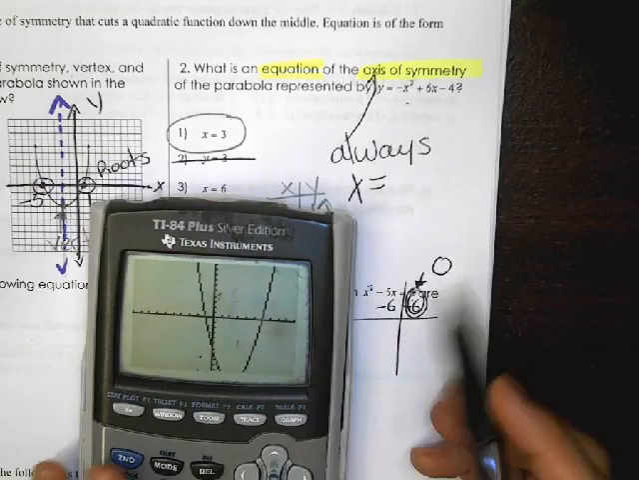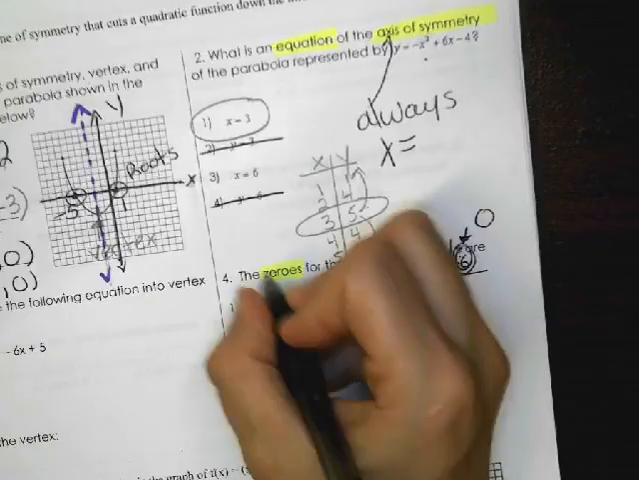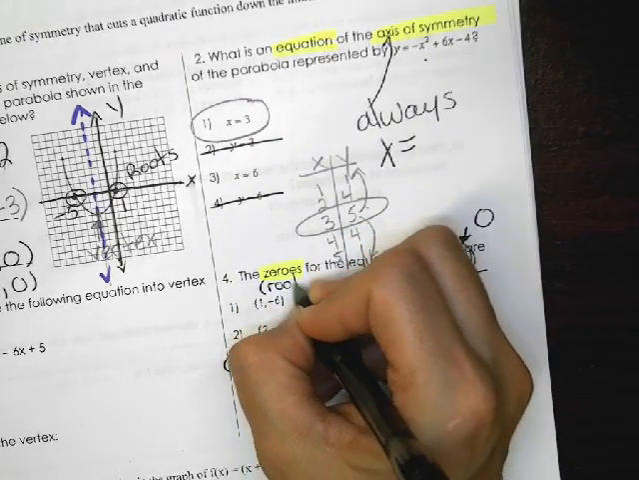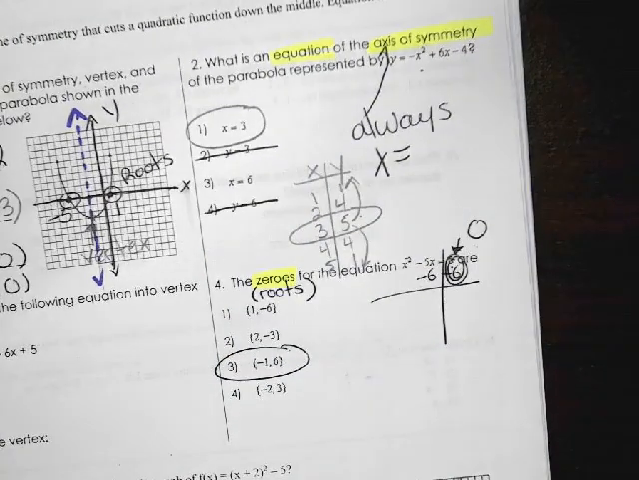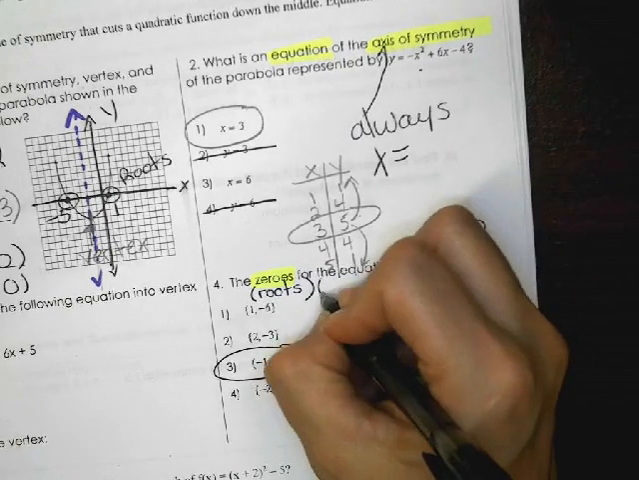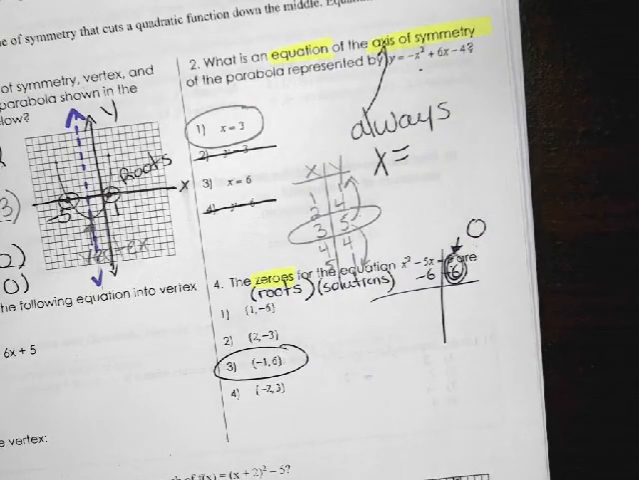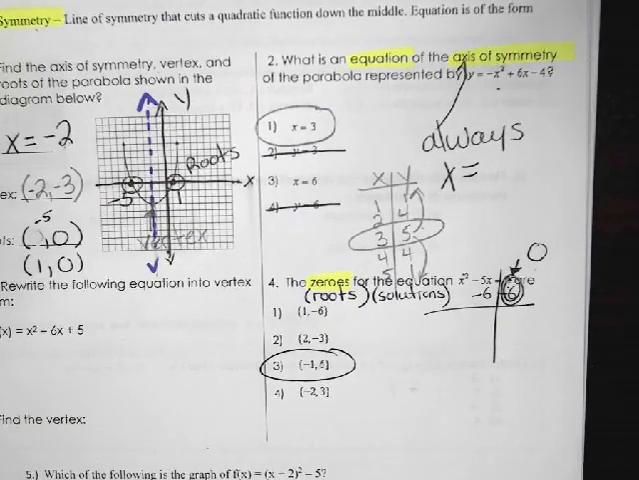Now remember, what's another word for zeros that they could possibly use? Roots. Zeros, roots, solutions. They could also use the word solutions. So they might ask what are the solutions of the following equation, what are the roots of the following equation, what are the zeros of the following equation, and they all pretty much mean the same thing. Where does it touch the x-axis?